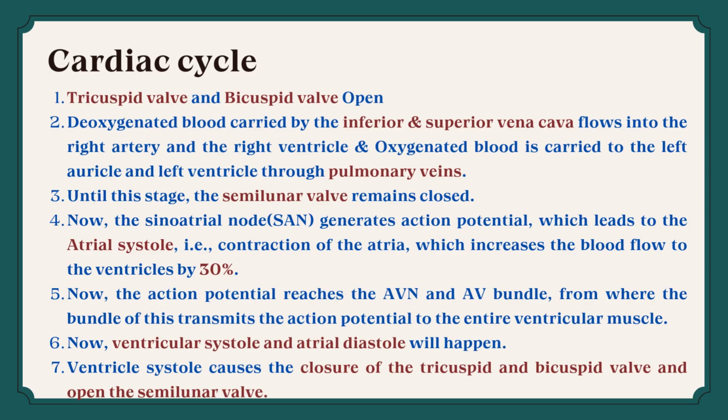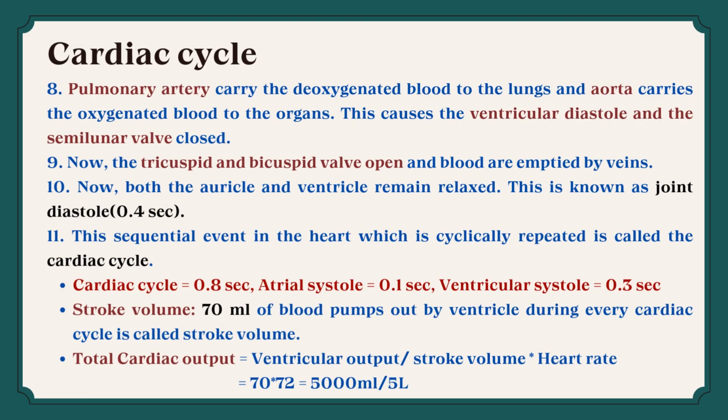This increases the blood flow to the ventricles by 30%, and the action potential is conducted to the ventricle by the AVN and AV bundle, from where the bundle of His transmits the action potential throughout the entire ventricular muscle. This causes ventricular contraction, that is ventricular systole, and the atria undergo relaxation, that is atrial diastole. Now the ventricular systole increases the ventricular pressure, which causes the closure of the tricuspid and bicuspid valves and opens the semilunar valve. Now the pulmonary artery carries the deoxygenated blood to the lungs, and the aorta carries the oxygenated blood to the organs. Now the ventricles relax.